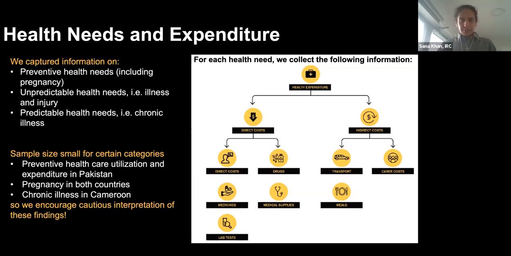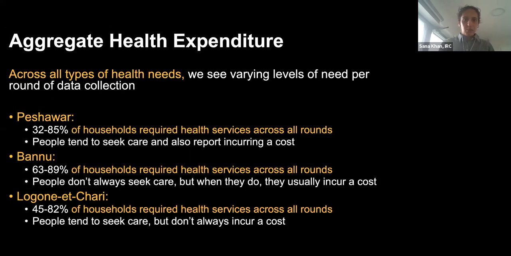Next slide, please. So in general, what we observe is that in any given round of data collection, which means in any 2-week period, at least 30% of households, and often more than that, are reporting having health needs. We also see that people mostly seek care when they have a need and mostly incur a cost for doing so. This varies by geographical location.